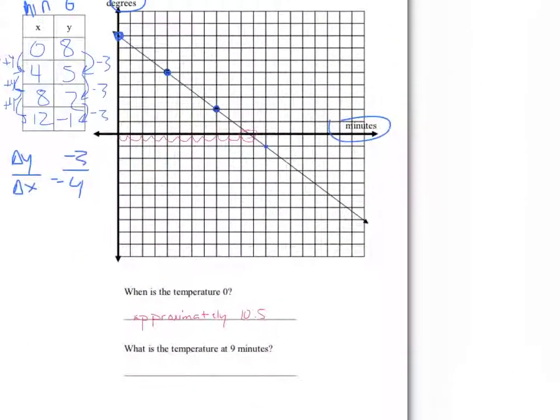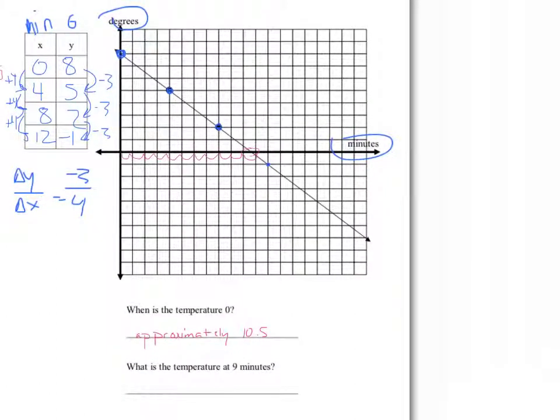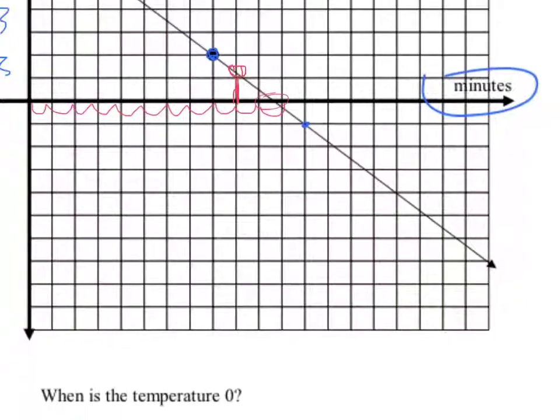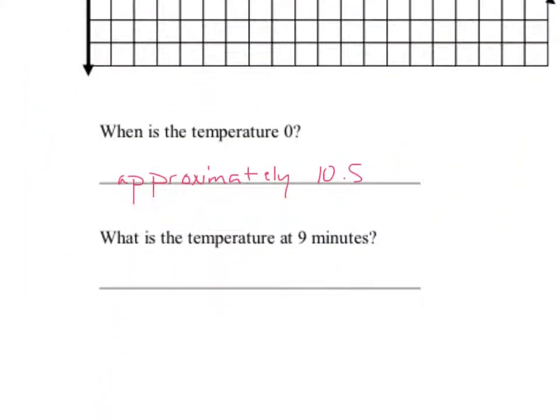And last one, what is the temperature at 9 minutes? So again, I can come over here, my minutes, I want to come up to 9. I want to see where that hits. It looks like it hits my line slightly above 1. So I gave you full credit if you said it was about 1.1, about 1.2, or about 1.3, because it's somewhere above, but not quite at 1.5. So approximately 1.2.